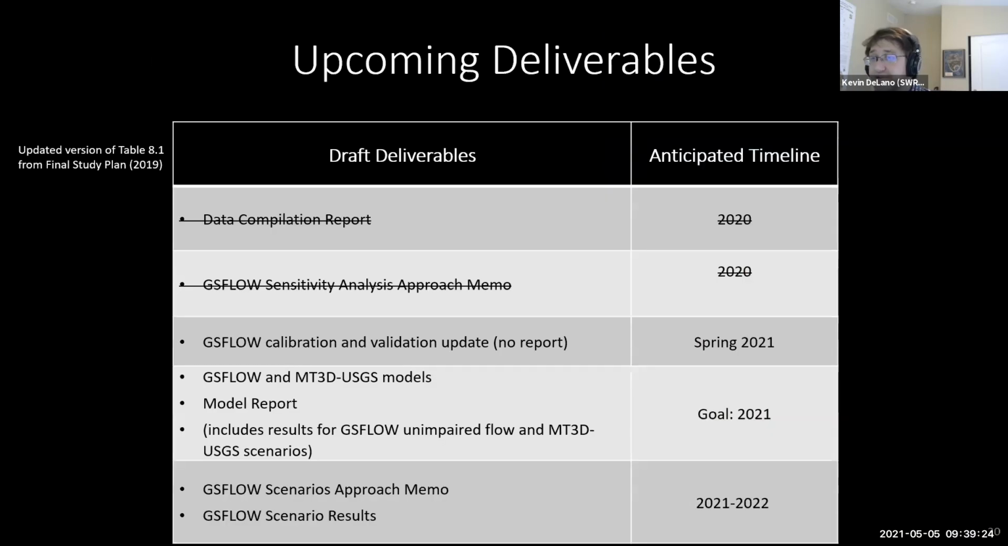This is what's coming next. So this is an updated version of a table from the final study plan, which was a kind of a schedule. So we've completed the data report and a sensitivity memo. We are currently giving an update on the surface water groundwater model calibration and validation. That's how this webinar series started, as we wanted to give the community an update on how the model's coming along before we publish the models and the modeling report.